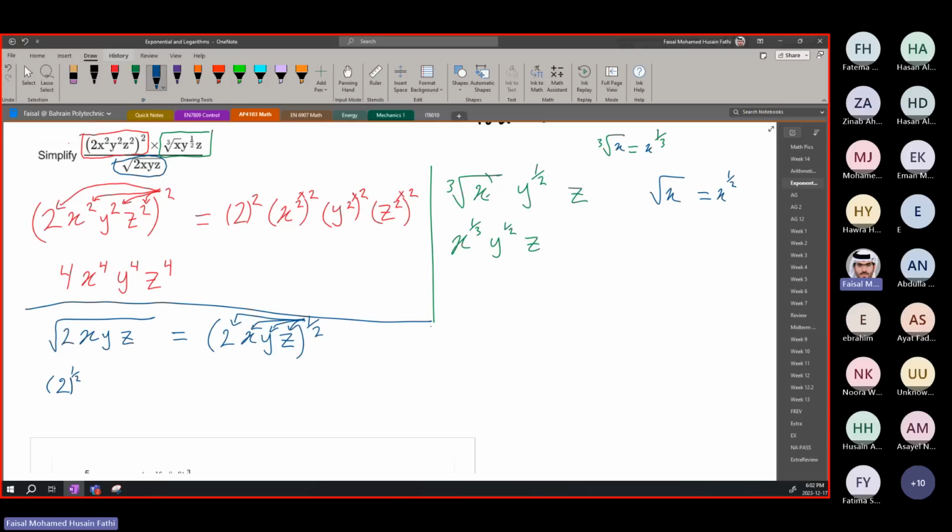2 to the power of half. X to the power of half. Y to the power of half. And Z to the power of half. And that's it. So another way we can write it, just 2 half, X half, Y half, Z half. Clear? Any questions so far about what I have done here before I move on to the final solving?